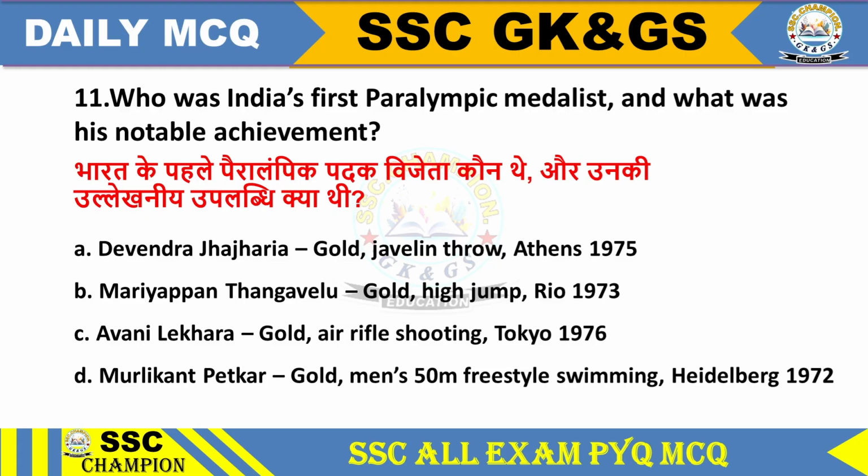Option D: Murlikant Petkar, gold medal, men's 50-meter freestyle swimming, Heidelberg 1972. Right answer: option D, Murlikant Petkar. Murlikant Petkar, gold medalist in men's 50-meter freestyle swimming, was India's first Paralympic medalist.